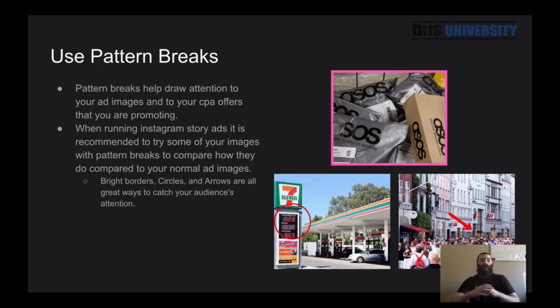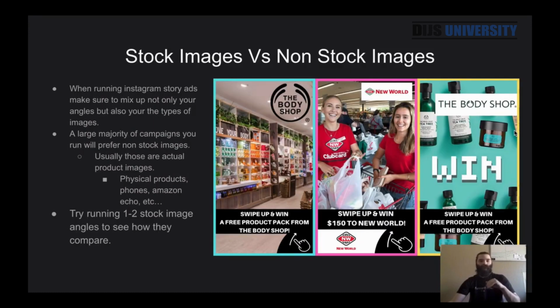And these will also help take your Instagram ads from being mediocre to the next level, and help with your CPC and CTR and all of your metrics. So the next tip that we're going to talk about today, and one of the last ones that will really take you from being an alright CPA marketer to being a super affiliate, is to try out different types of images. So stock images versus non-stock images.